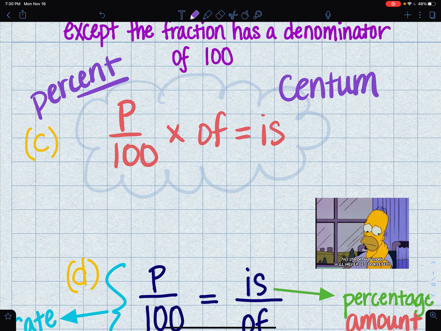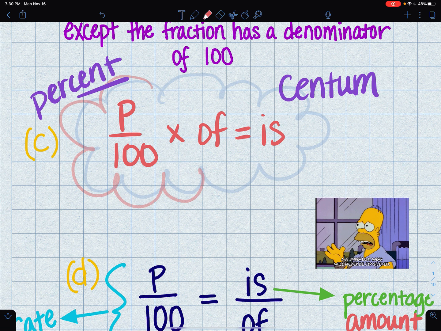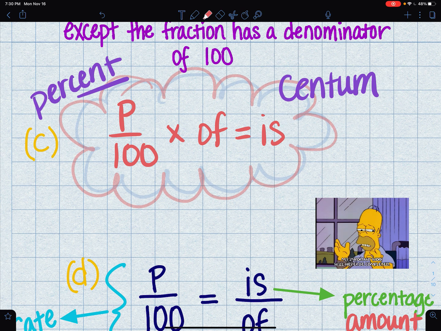So this is the equation that they want you to memorize. This one is in a thought cloud, which of course means that you have to memorize it. When they refer to it in this chapter of the book, they call it equation C. So I've put equation C right here. This is the one that you need to learn. It's P over 100 times of equals is. Of is going to refer to the base.